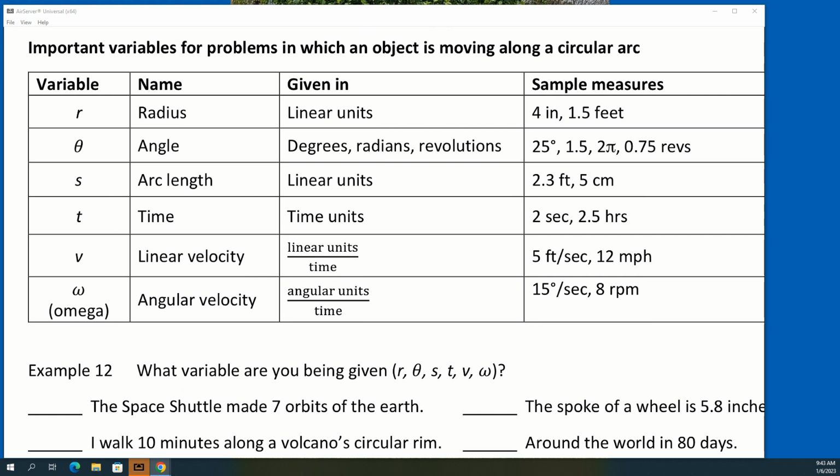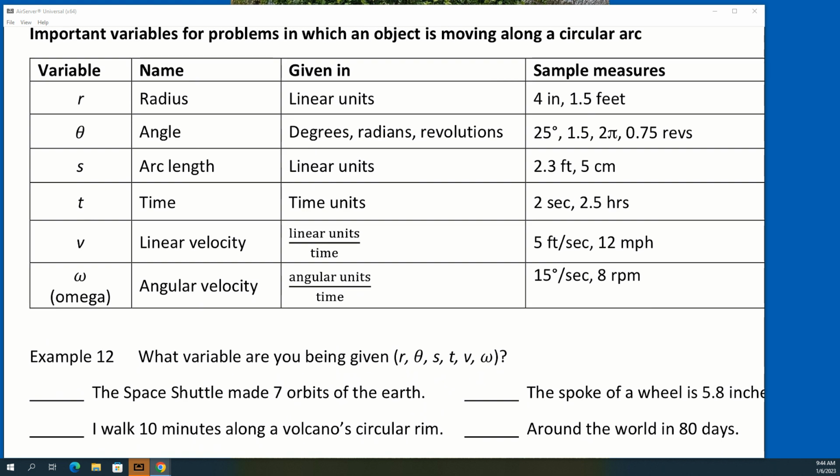Theta is going to be the angle, and there's three ways to represent angles: degrees, radians, and revolutions. And don't forget that if it's an angle and there are no units, then it's radians. S is the arc length, and it's in the same units as the radius, so centimeters, feet, linear units. T is going to be time, and time can be measured tons of ways: seconds, minutes, hours, weeks, days, years, months. Lots of ways to measure time.